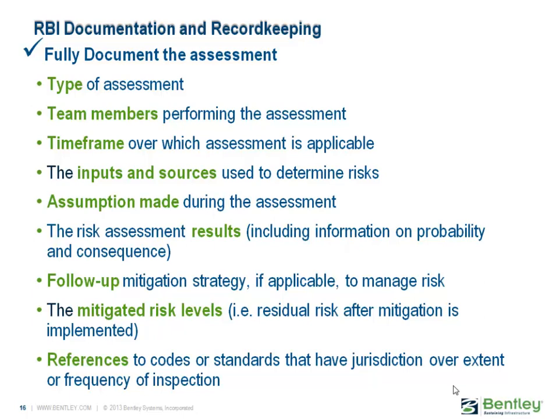According to API 580, which is the American Petroleum Institute Risk-Based Inspection Recommended Practice guideline, the following information about an RBI assessment needs to be documented: the type of assessment, team members performing the assessment, time frame over which the assessment is applicable, the inputs and sources used to determine risk, assumptions made during the assessment, the risk assessment result including information on probability and consequences, follow-up mitigation strategy if applicable to manage the risk, the mitigated risk level, or in other words, the residual risk after mitigation is implemented, and references to codes or standards that have jurisdiction over the extent or frequency of the inspection.